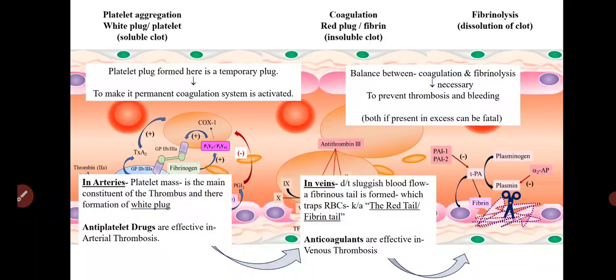So in arteries, the platelet mass is the main constituent of the thrombus, and here there is a formation of white plug. So antiplatelet drugs are effective in arterial thrombosis, while in veins, due to sluggish blood flow, a fibrinous tail is formed which traps the RBCs, and thus a red plug or fibrin tail is formed. So in case of venous thrombosis, anticoagulants are more effective.